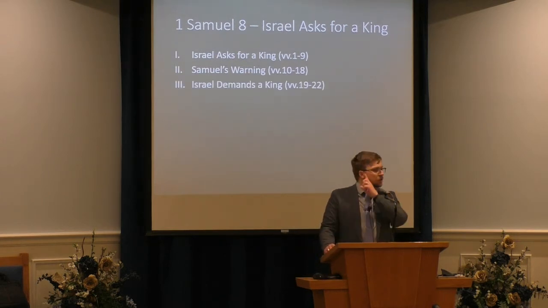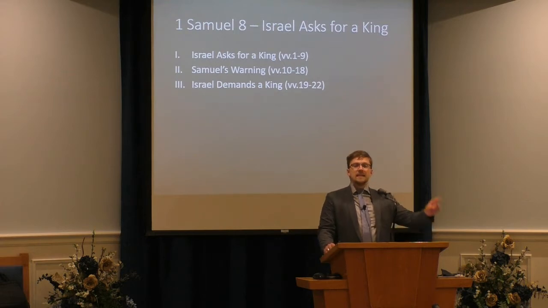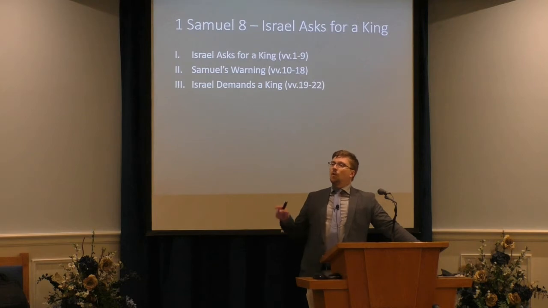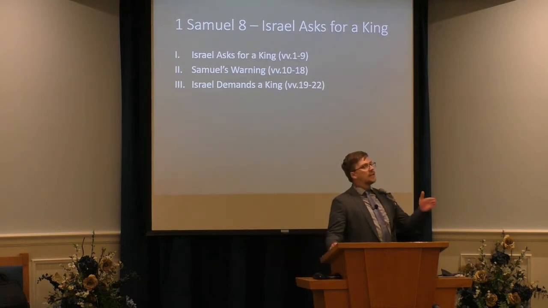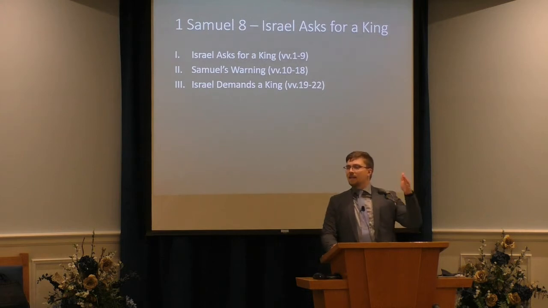But then in 19 through 22, I would just simply title it Israel demands a king. They've requested or asked for a king in 1-9. Samuel warned them about what will happen if they get a king. But the fact that they come back and they say it again tells me at this point they demand that they have a king. They don't care.